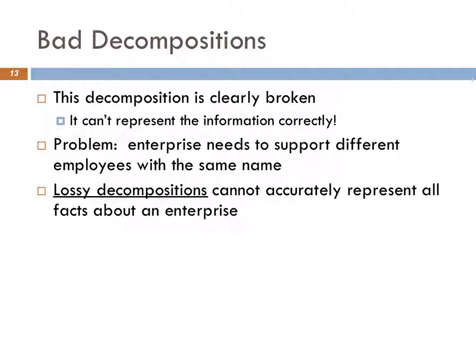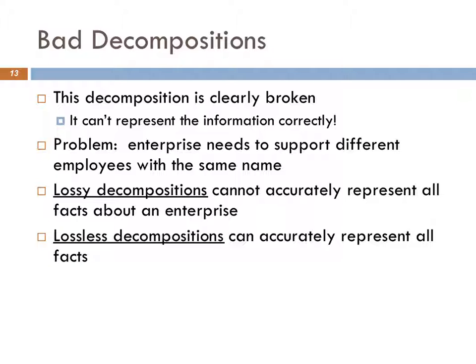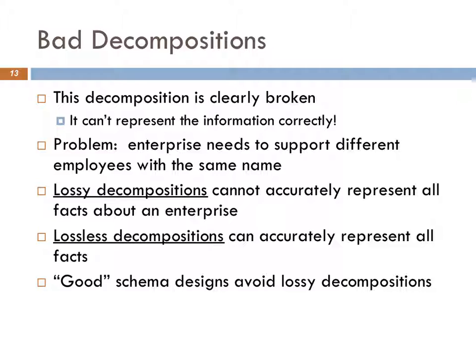So we say that lossy decompositions can't accurately reflect all of the facts about the enterprise. You probably saw that very quickly. Mary the gopher with Mary the CFO's information, and Mary the CFO with Mary the gopher's information. So we want only lossless decompositions. You can specifically define what decompositions are lossless or lossy using functional dependencies. They allow you to reason about these things. Okay? So this is what we want.